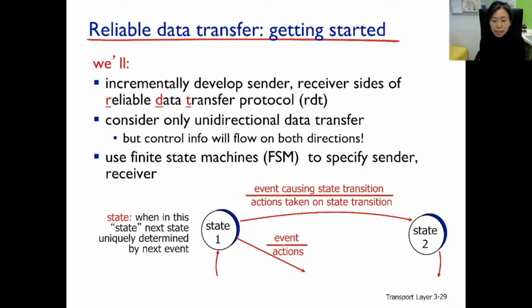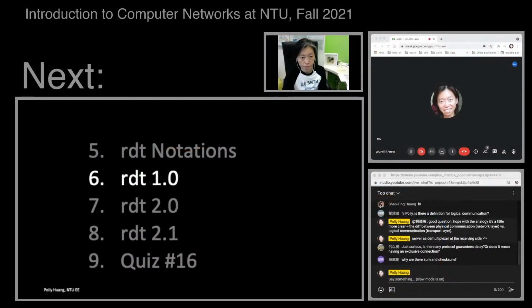Oh, there's one more thing I neglected to mention. Yes, we only consider a unidirectional data transfer. So what I meant there is that from one machine to another machine, data is going one way, and there's no data coming back. Okay, so data goes to the receiver, and the receiver might send feedback back. Those are called the control info. Control info can go both ways, but data only goes from the sender to the receiver. All right.